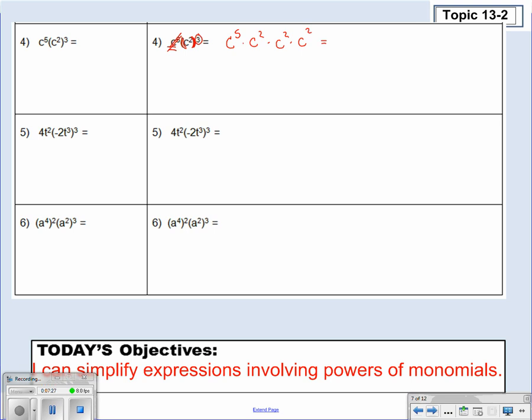Now we can use what we know about multiplying monomials. We have all the same bases, c. That means we can add our exponents. 5 plus 2 plus 2 plus 2. And that will give us a total of c raised to the 11th power.